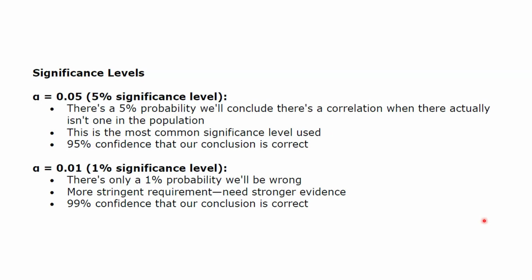Alpha equaling 0.01, or the 1% significance level, is the other common level. This is more stringent because there's only a 1% probability we'll be wrong. So that gives us 99% confidence that our conclusion is correct.